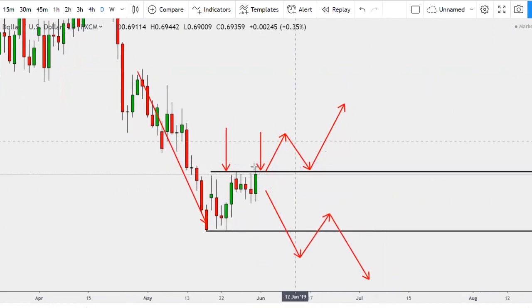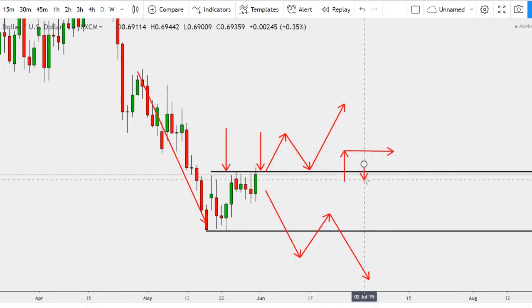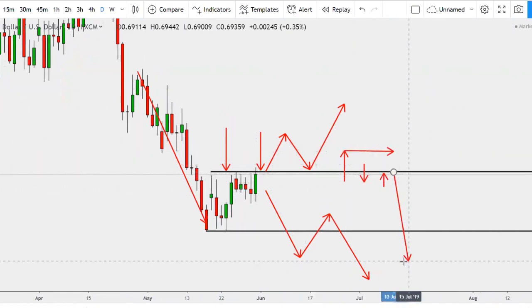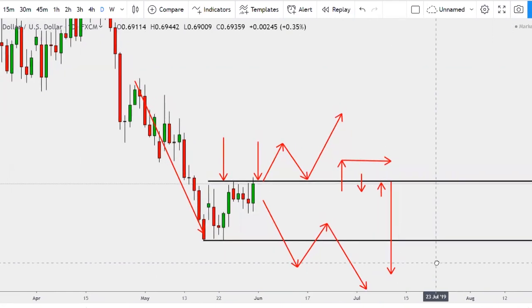So for now, I won't be trapped into any buyers until I have confirmation. And for sells and continuations, the only time I'll do this, and I'm not going to go into too much detail again, but we'll have a break, close above, break back in, retest, and then sell the market. And that will give me enough confidence that the sellers are still in control. But that's the overall analysis on Aussie dollar USD.